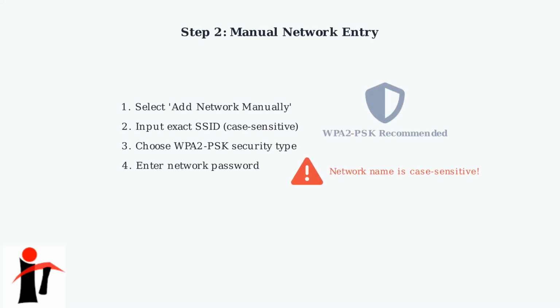Select Add Network manually, then input your exact network name or SSID, which is case sensitive. Choose WPA2 PSK for security and enter your network password.